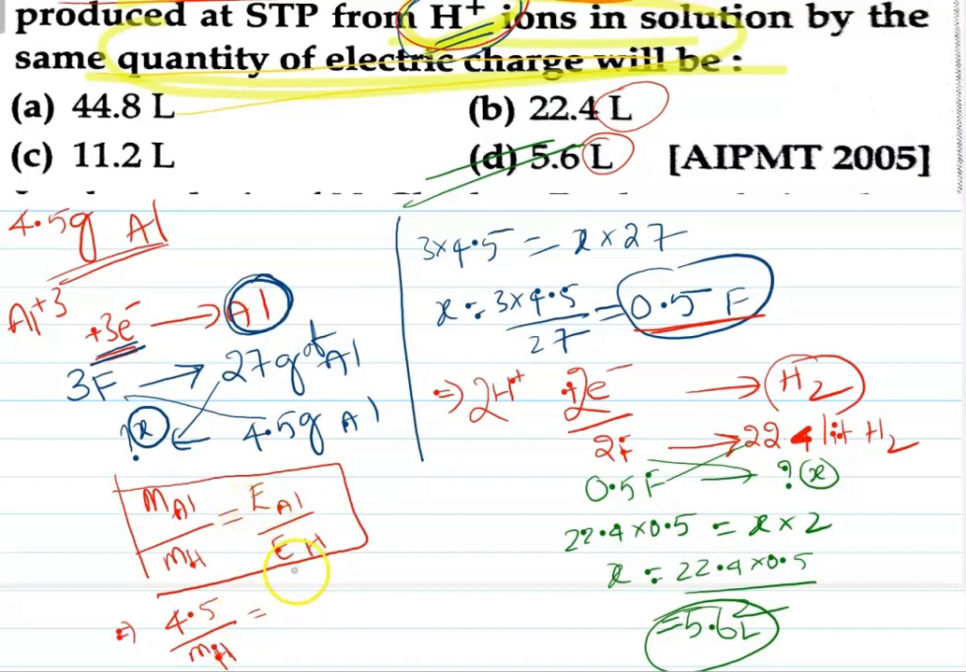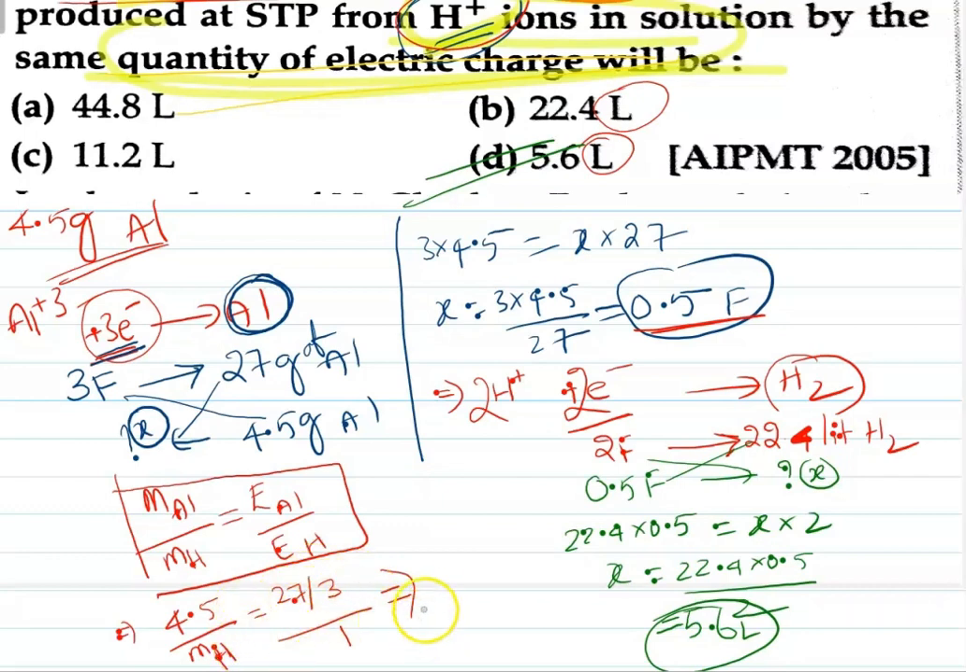Equivalent weight is nothing but atomic weight divided by the number of electrons required. So the atomic weight is 27, and the number of electrons required for its reduction is 3. For hydrogen, I am taking only H, so the equivalent weight will be 1. You can consider this by its valence, and you will get it from this calculation.